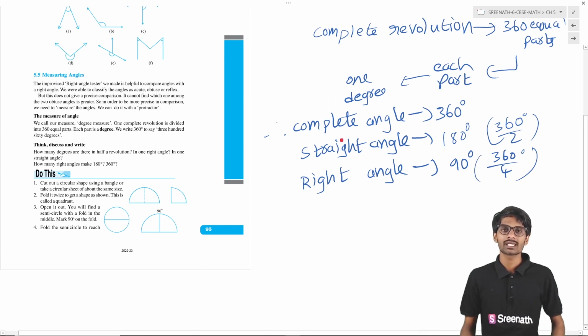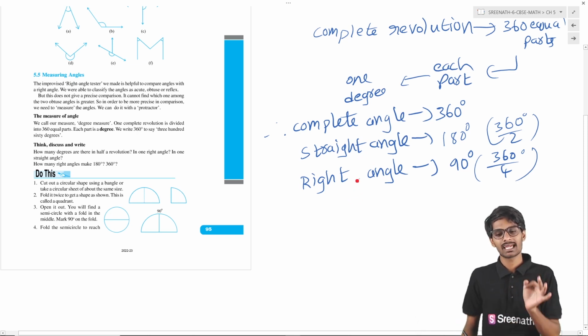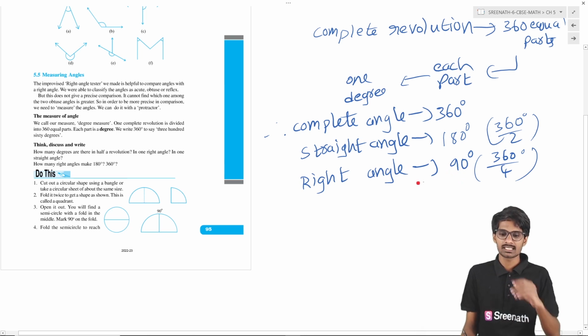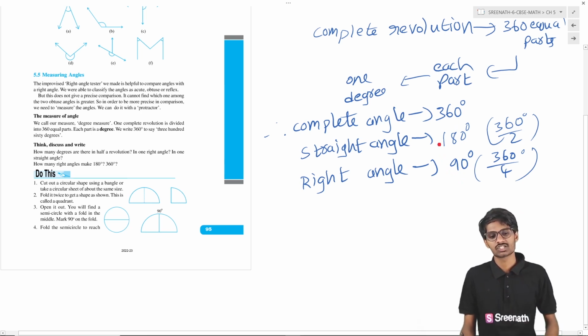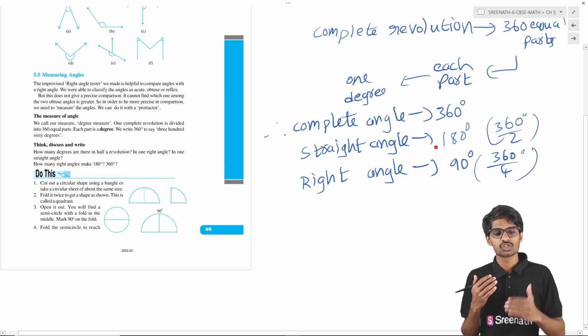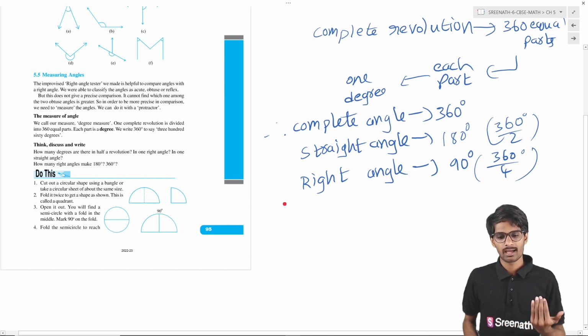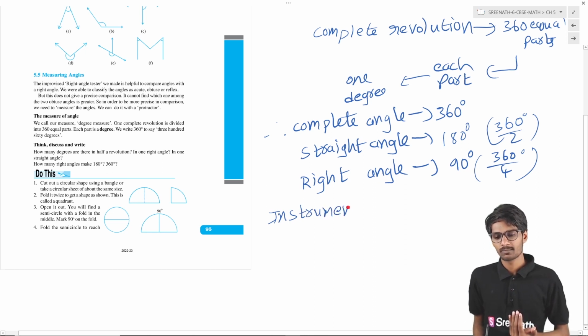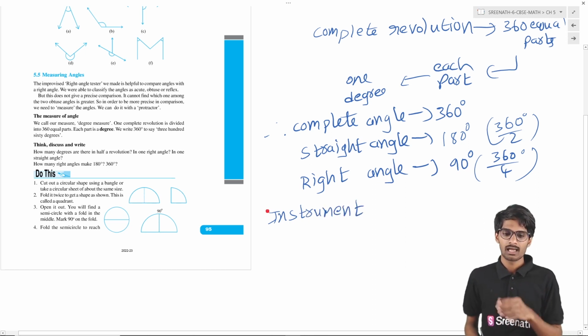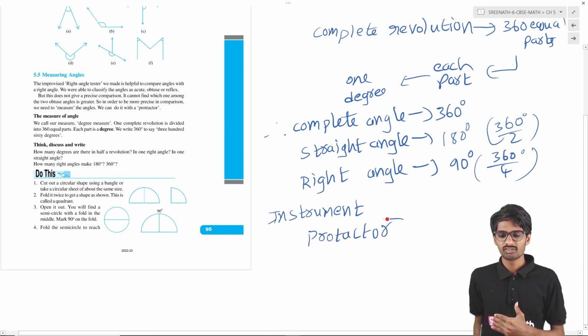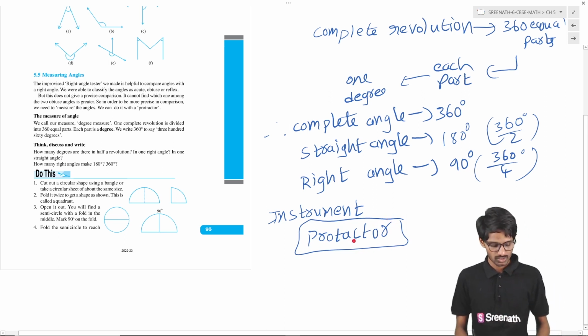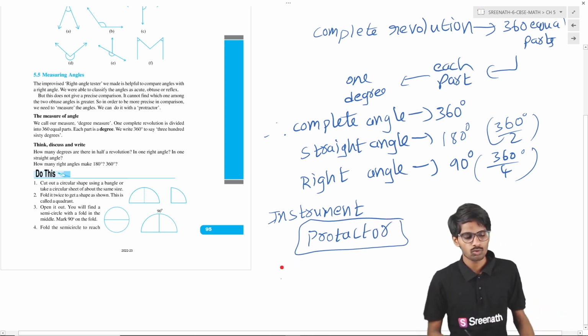We know one complete angle is 360 degrees, one straight angle is 1 by 2 of a complete angle, and one right angle is 1 by 4 of a complete angle. For that reason it is 90 degrees, 180 degrees, 360 degrees, students. Okay, so to measure angles more perfectly we need an instrument called a protractor. It is used to measure angles more precisely, students. We can also make our own protractor.